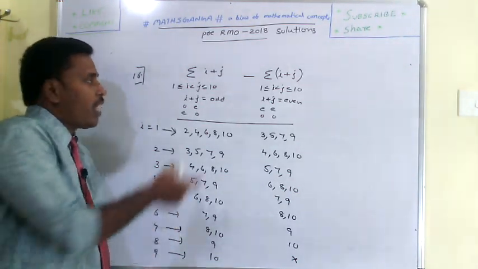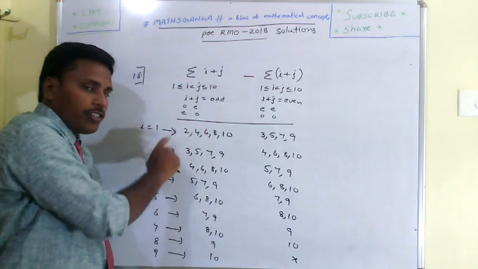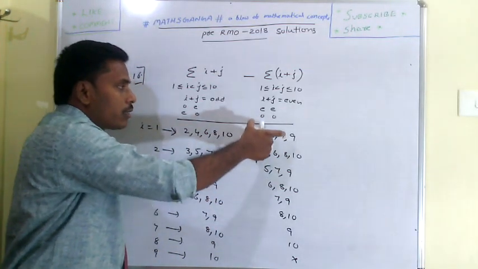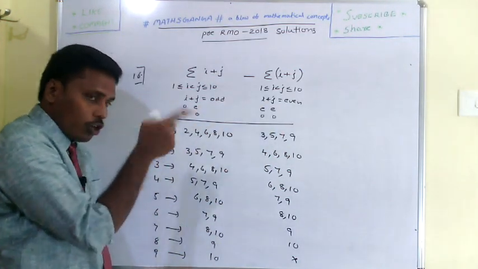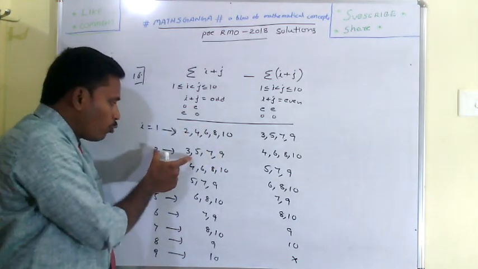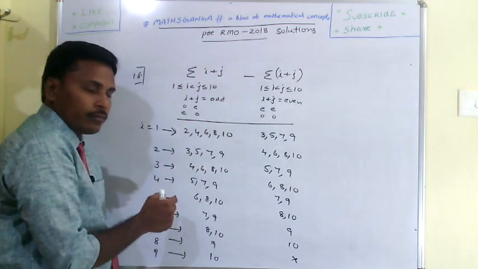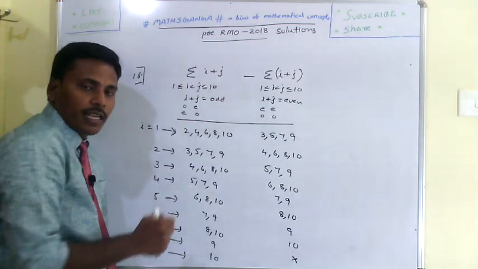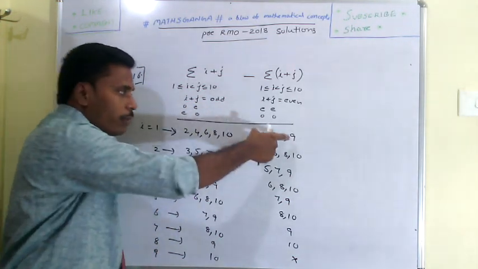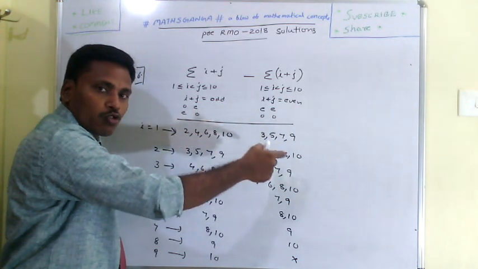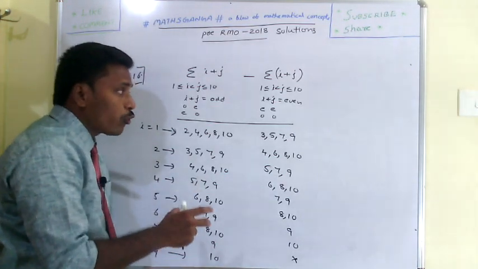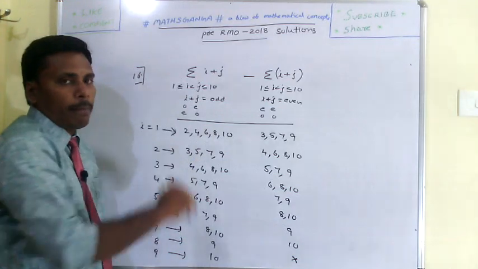I have to add all these values such that i plus j, and add all these values such that i plus j, and then subtract this summation from this summation. See what it means: 1 plus 2, 1 plus 4, 1 plus 6, 1 plus 8, 1 plus 10, 2 plus 3, 2 plus 5, 2 plus 7, 2 plus 9, and then 3 plus 4, 3 plus 6, 3 plus 8, 3 plus 10. Like that we need to add everything here. And the same with that: 1 plus 3, 1 plus 5, 1 plus 7, 1 plus 9, 2 plus 4, 2 plus 6, 2 plus 8, 2 plus 10. Like that we need to add everything here. So how do we subtract? We have to subtract all these sums from this sum.